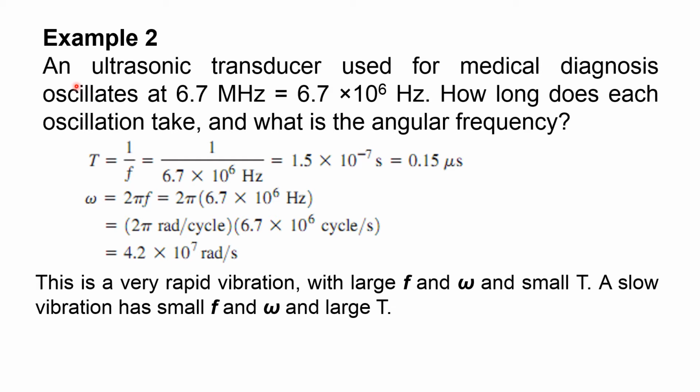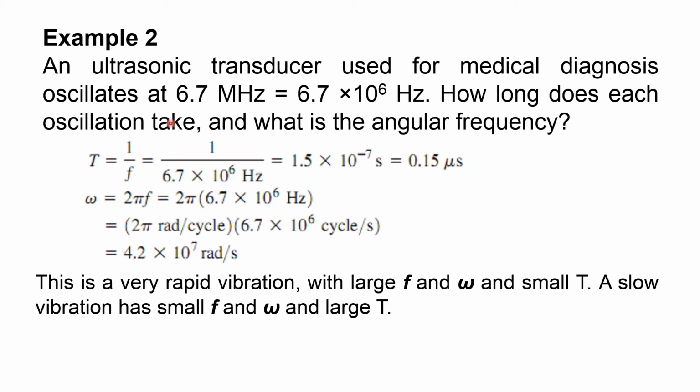Then example 2. An ultrasonic transducer used for medical diagnosis oscillates at a frequency of 6.7 times 10 to the power 6 Hertz. How long does each oscillation take? A complete oscillation takes a time which is equal to the period T. And what is the angular frequency?